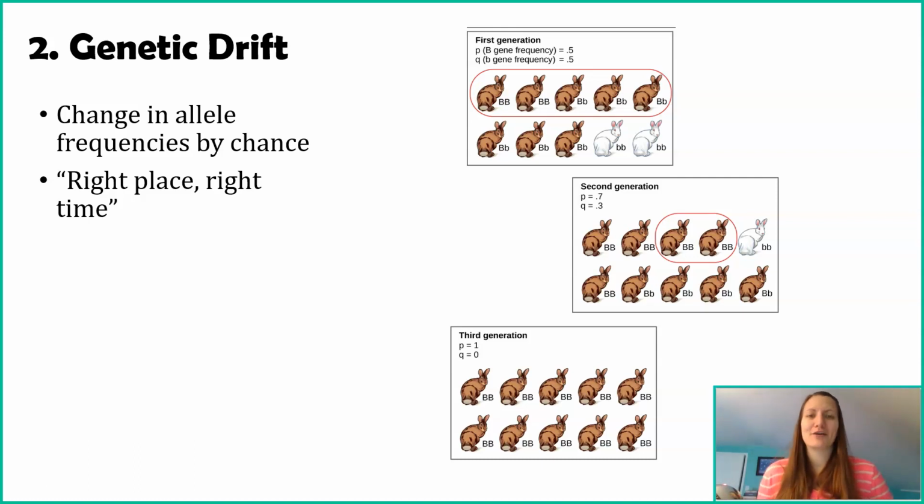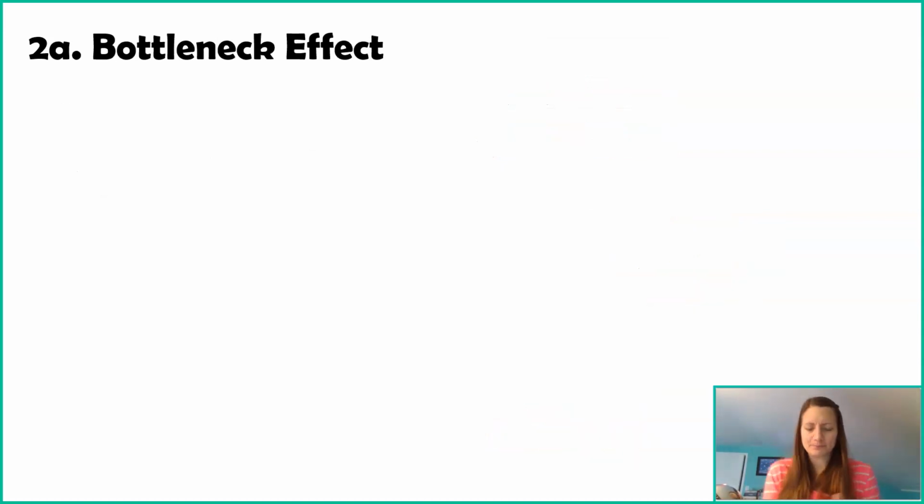It's just those were the ones that happened to reproduce. That's it. So genetic drift almost feels wishy-washy because there's no reason for it, but it's essentially keeping in mind that random chance exists, and this is the official name of random chance. Now, genetic drift can actually be broken up into 2 subcategories, so let's explore those.